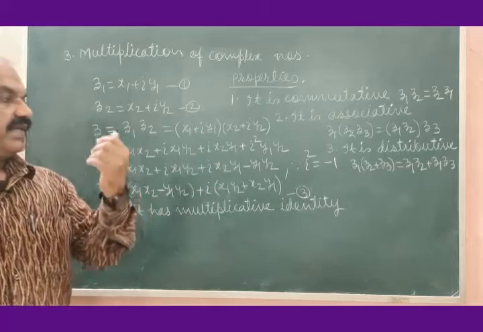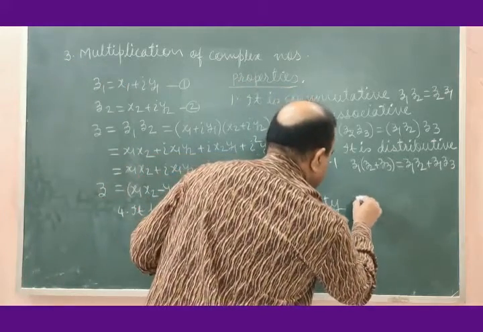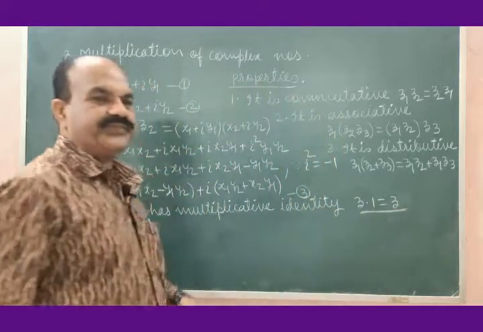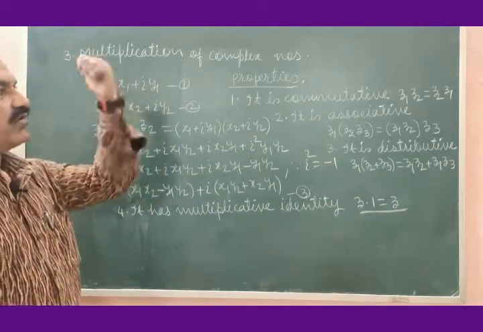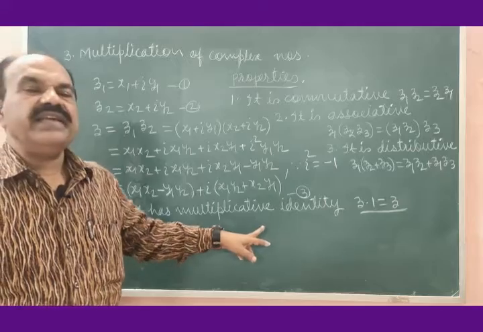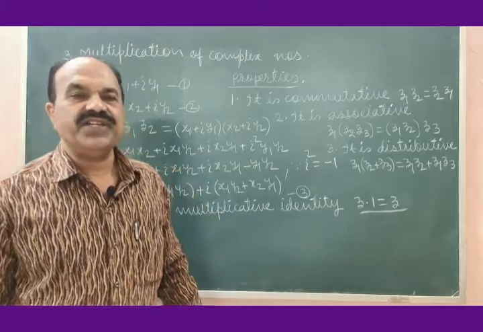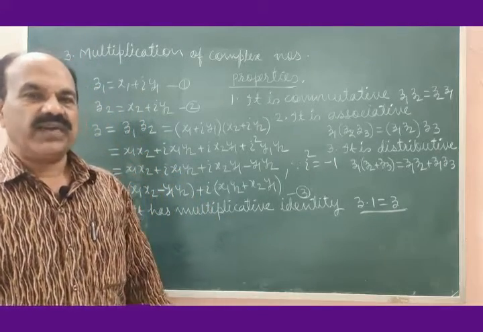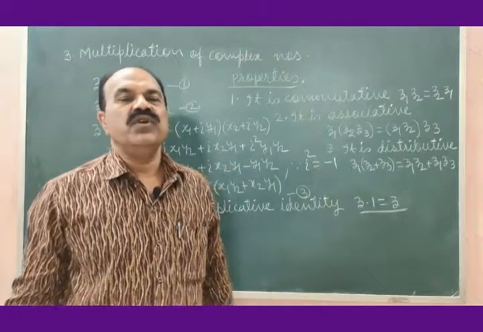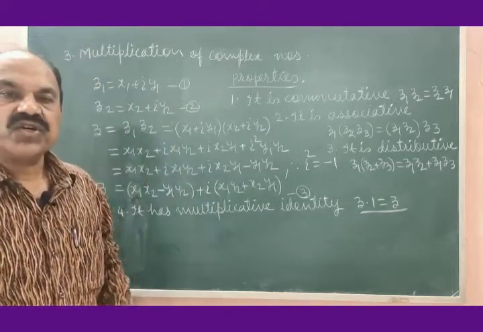It has multiplicative identity, meaning that Z into 1 is equal to Z. Product or multiplication of complex numbers is such that it has multiplicative identity. 1 is a multiplicative identity of any complex numbers, and therefore complex number Z into 1 is always equal to complex number Z. The fourth property of multiplication of complex numbers.